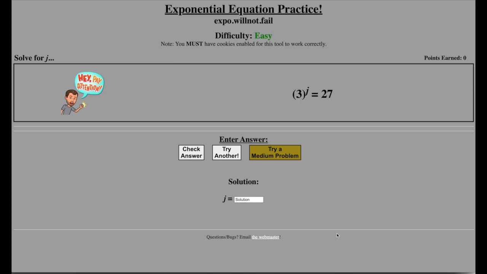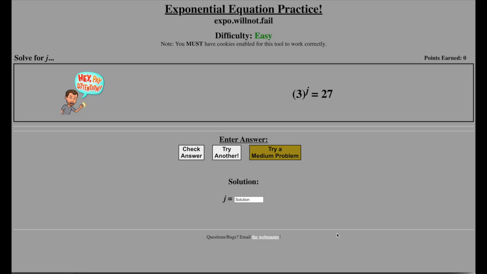It's Mr. Moray coming to you with a quick tutorial on how to use the exponential equation practice tool. My goal is to have this practice tool easily available to you at expo.willnot.fail. This activity was built around the same engine and the same kind of principles as some of my other tools, such as the factor tool, the solve tool, etc.